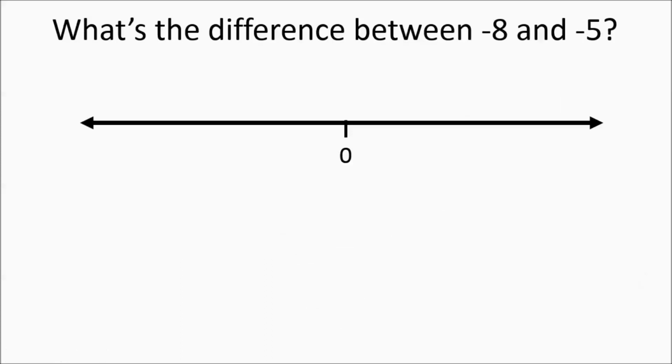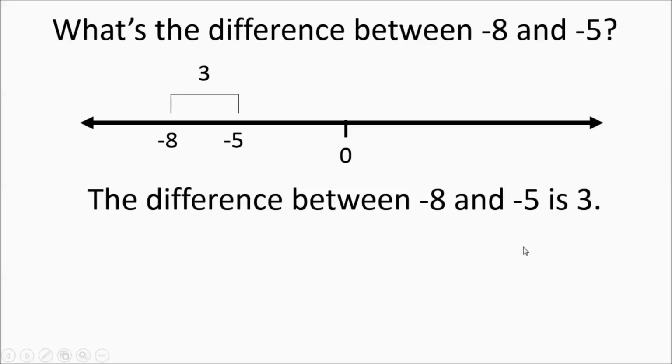The next one we're going to have is what's the difference between -8 and -5. Now both of these numbers are on the left side of 0. So when they're on the left side of 0, you still see how far apart they are, and how far apart are 5 and 8? They're 3 apart. So the difference between -8 and -5 is 3.